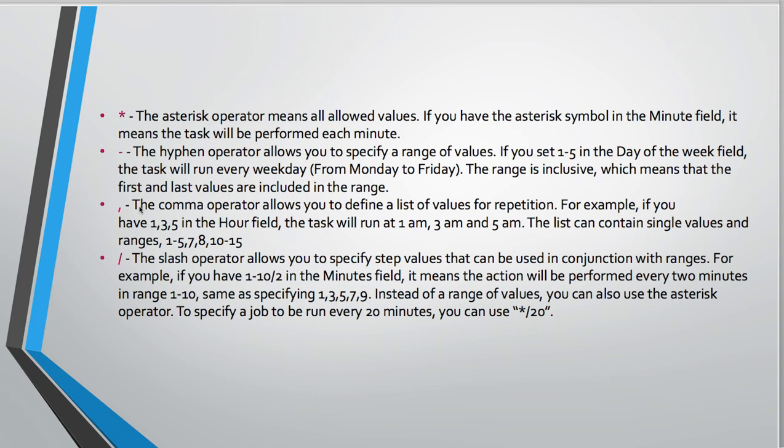The comma operator we use for a list of time slots. For example, we can say the first minute, third minute, and fifth minute. So 3 choices we want to give, we can comma separate and give. At the same time, a combination can also be given, something like this: 1 to 5, 7 and 8, then 10 to 15.